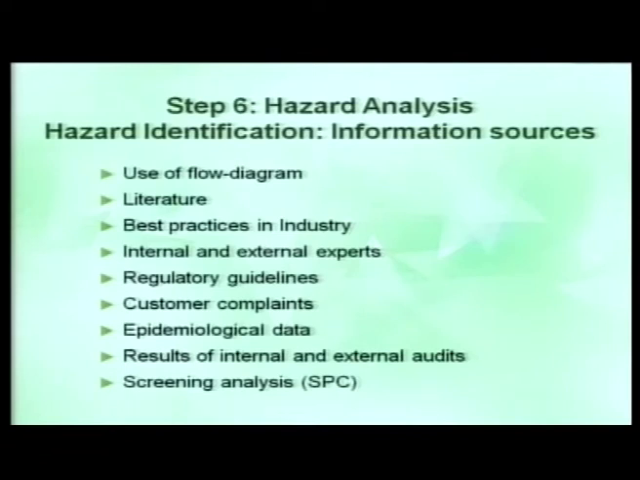So the principal step is yet to begin, and that is hazard analysis, which includes identification of the hazard. Now, to identify the hazards, you sometimes need to refer to various sources of information. Where all from will you identify the potential sources and the reasons for the hazards? That will come from the literature, from your flow diagram, from the best practices in the industry. You can also get the hazards for a particular product, for particular process steps from the internal and external experts in that area.